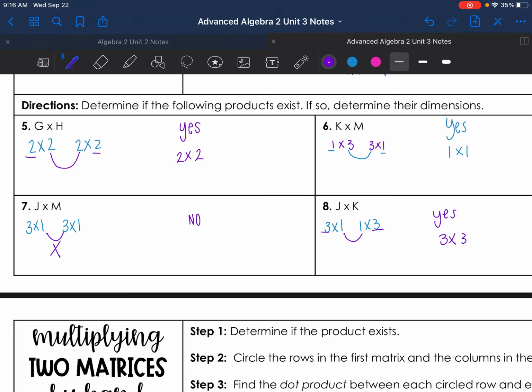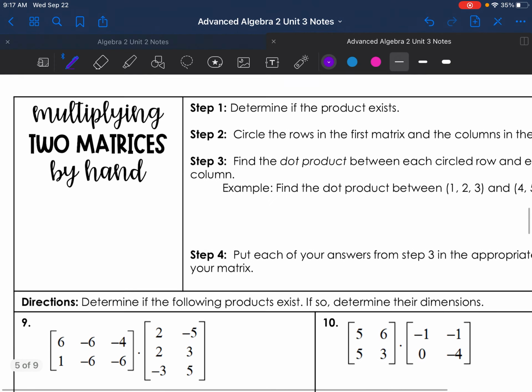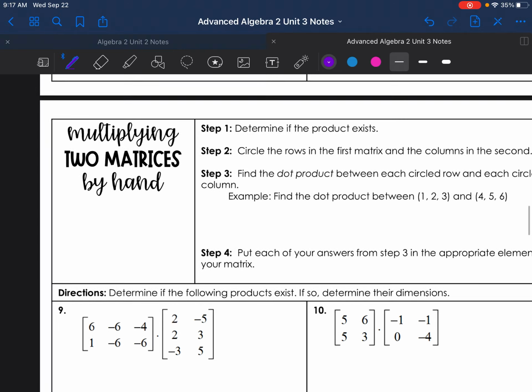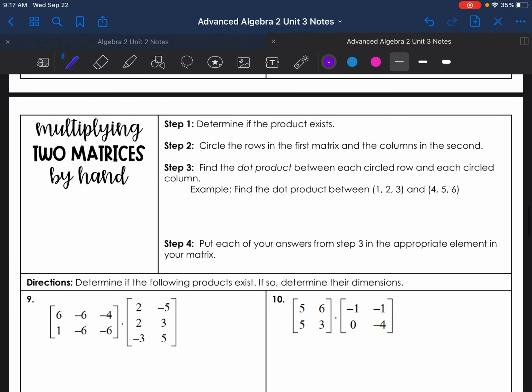Anytime you're asked to multiply matrices, you first need to check to see that it's possible. And I'm going to show you how to do it by hand. Yes, you can do it in the calculator just like you can add and subtract in the calculator, but you're going to be required to know how to do it by hand. You're going to have to show your work some and do some of this by hand. So it's important that you really pay attention and you follow all of these steps.